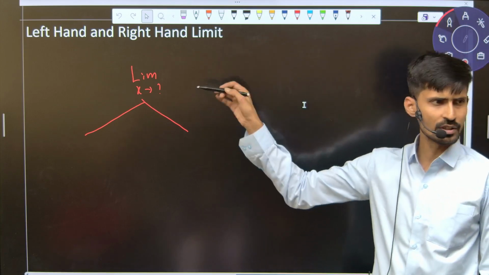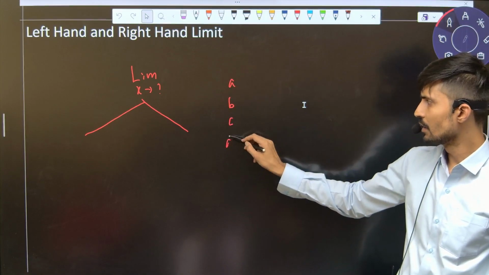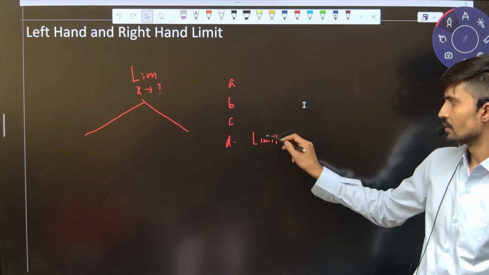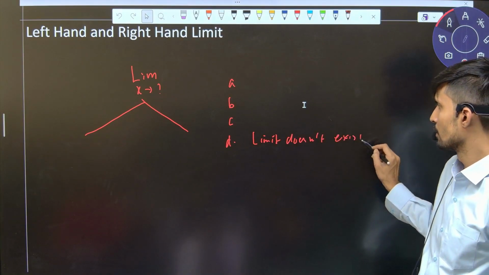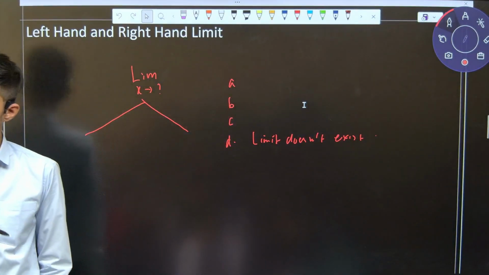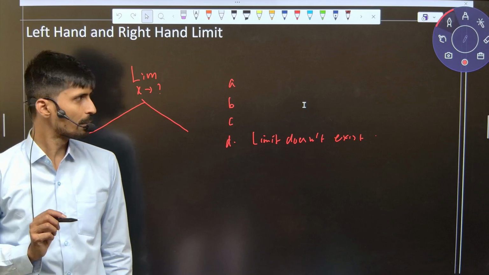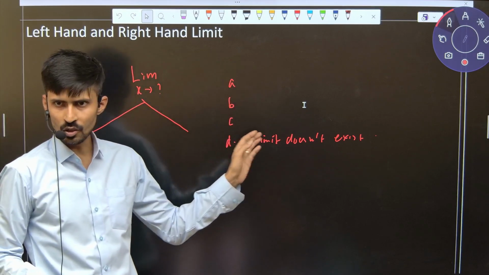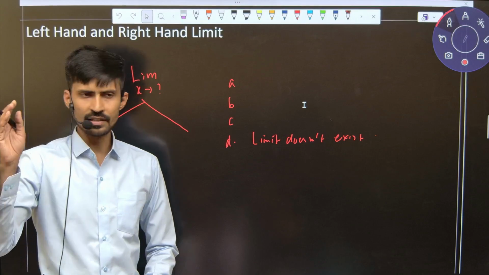Suppose one limit question is given and four options are there, A, B, C, D, and one option is limit does not exist. It means we have to find left hand limit also, and right hand limit also. We have to find both. So if this option is not present, directly apply the formula and get the answer.